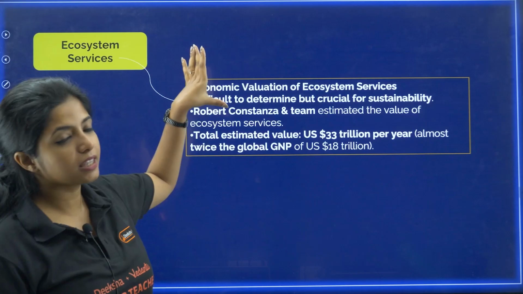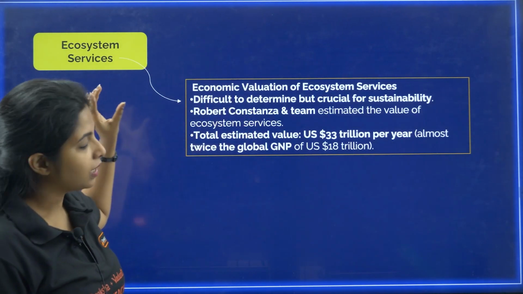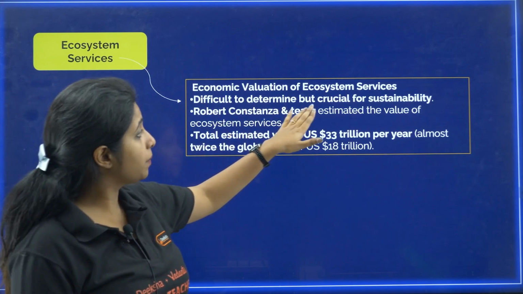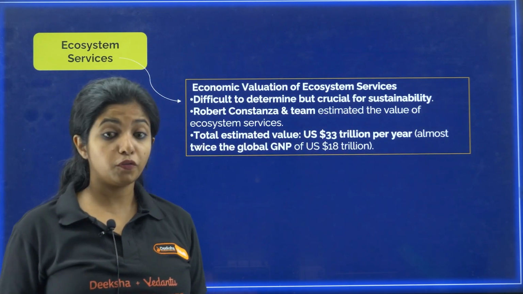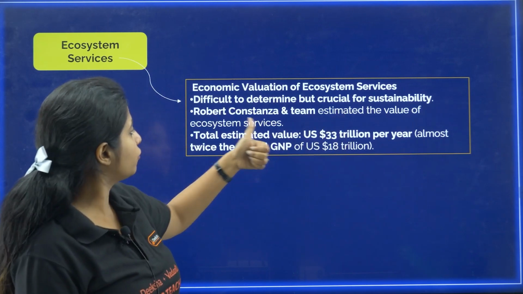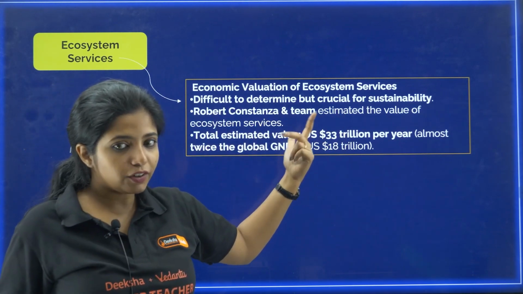Now the last thing, a small thing given in NCERT: ecosystem services. Economic valuation of ecosystem services is difficult to determine but crucial for sustainability. Robert Constanza and team estimated the value of ecosystem services. No one could ever do that, but he did it.